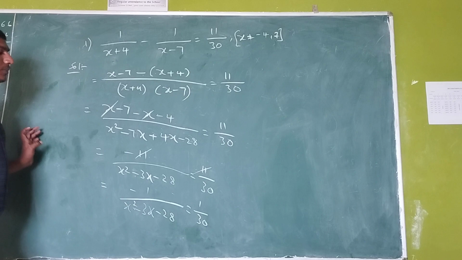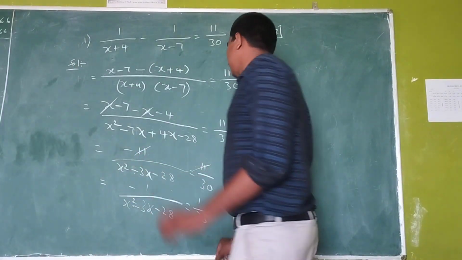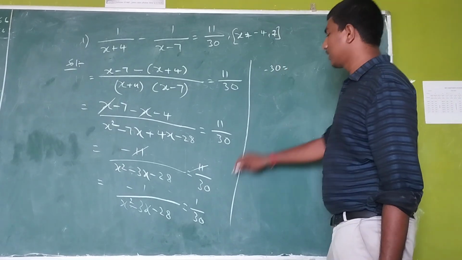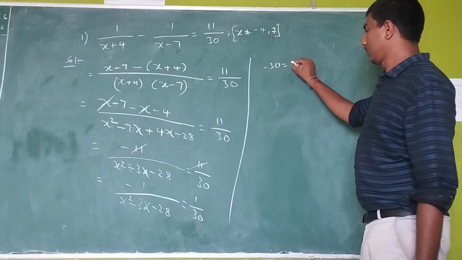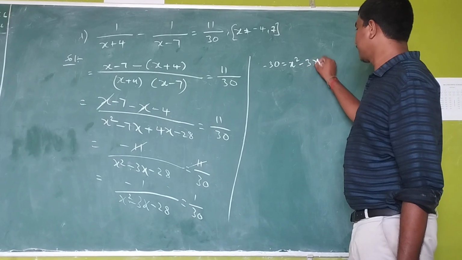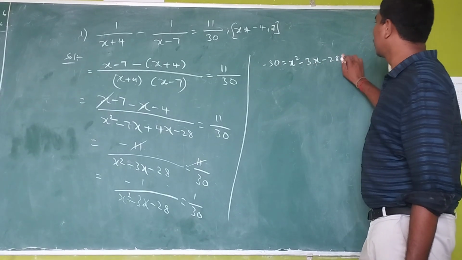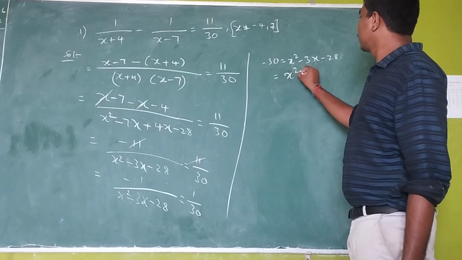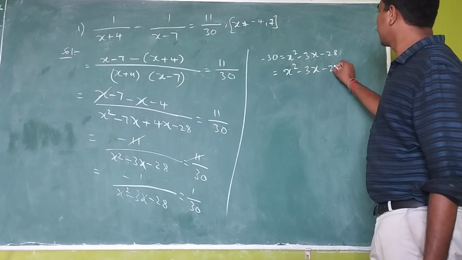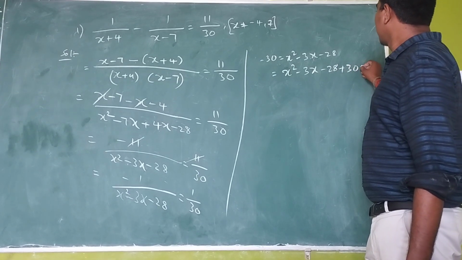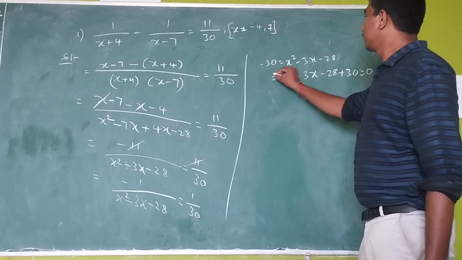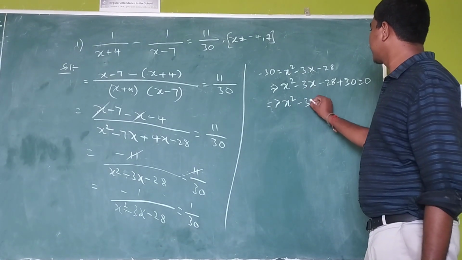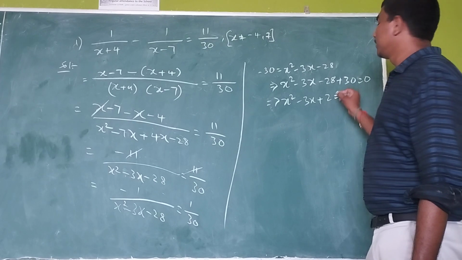Now do cross multiply. So I am writing here, minus 30 equal to, doing cross multiply, x square minus 3x minus 28. Now sending minus 3 this side, plus 30. x square minus 3x minus 28 plus 30 equal to 0. x square minus 3x plus 2 equal to 0.